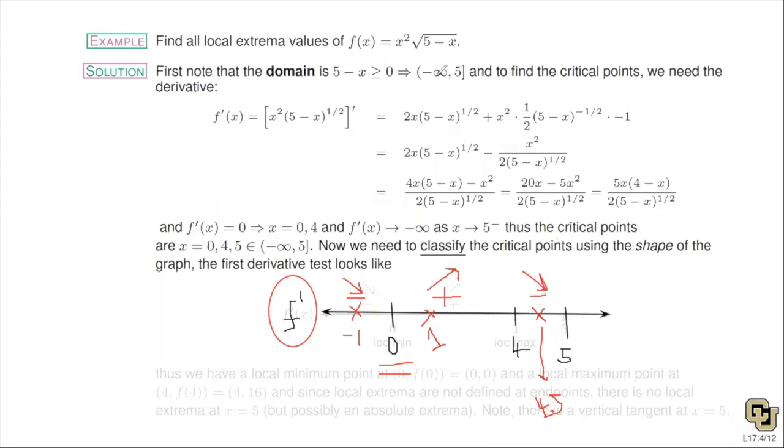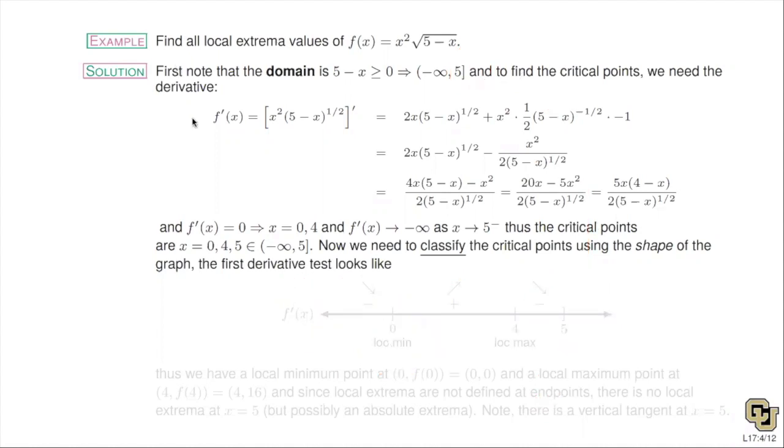At 5, remember the domain stops right here. The domain does not include the portion to the right of 5. 5 is actually an endpoint, and local extrema cannot happen at endpoints, so we don't even worry about 5. We end up classifying the other two points. At 0, there's a local min. At 4, there's a local max.